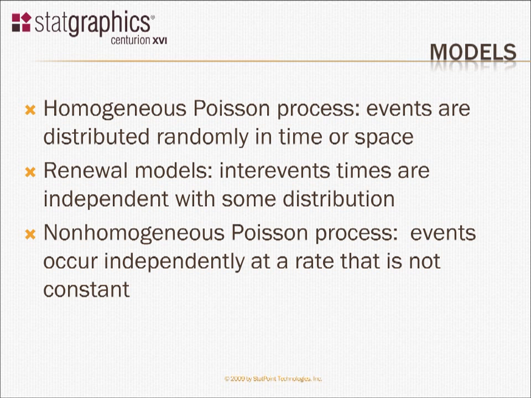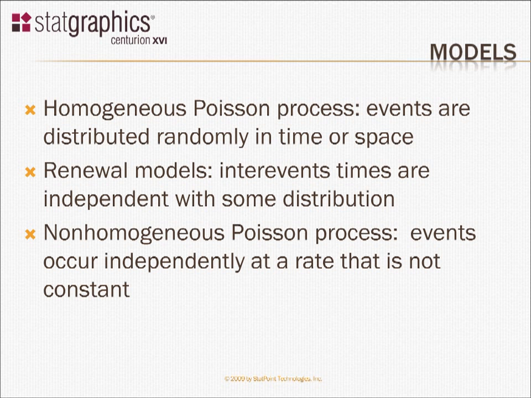Now in Statgraphics, we have the ability to fit three types of point process models. The first type is what's called a homogeneous Poisson process. In such a process, events are randomly distributed over time or space. If it's a time process, it has what's called the memoryless property. What that means is that it really doesn't matter how long ago the last event occurred. It doesn't affect the probability of an event occurring today.